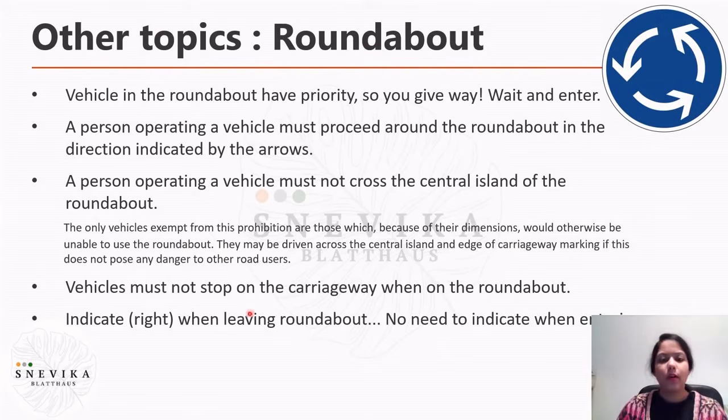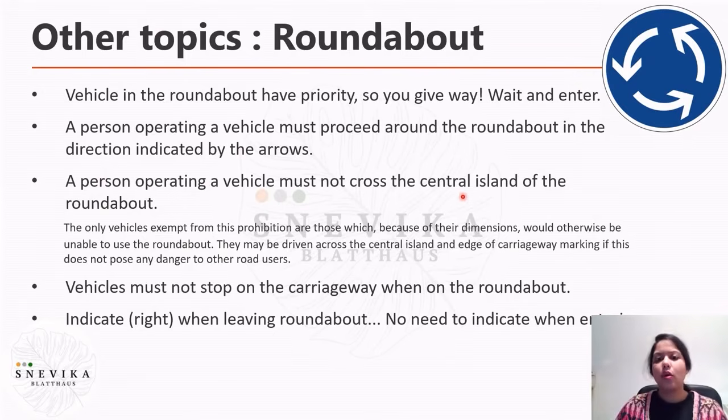Then also the important thing is you should not stop on the carriageway, that is, on the main road. You are not supposed to stop when you are in the roundabout. Also, a person who is entering the roundabout does not need to indicate, because you already know that you will be entering from this direction. But when you are leaving the roundabout, then you have to indicate right. And of course you can always leave on the right side, so you will be indicating right.